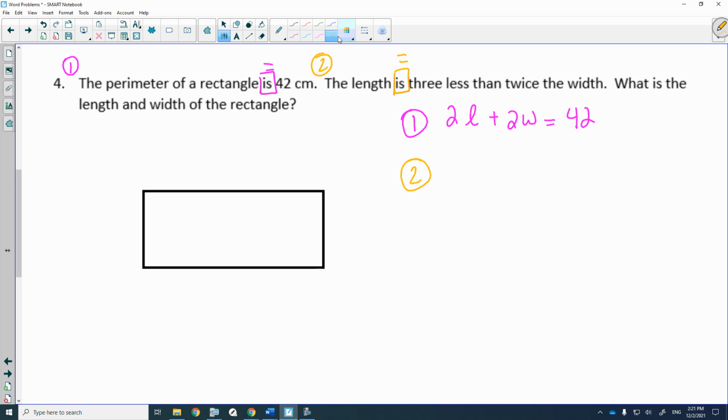I wasn't sure if you raised your hand. Oliver, do you have it? What do you have? Just say that second part again. Yes. Yep, 2 width minus 3. So 3 less is minus 3. Twice the width is 2w. Again, I'd probably do substitution. You pick.